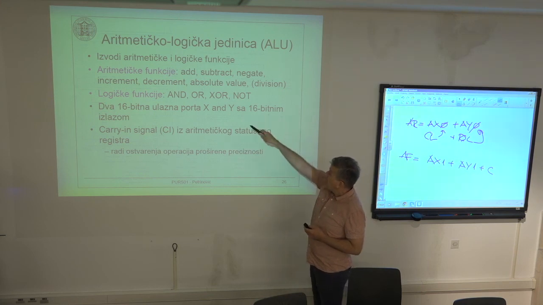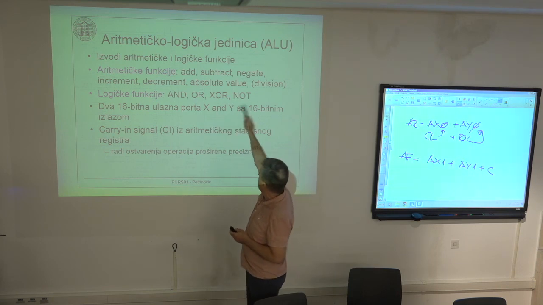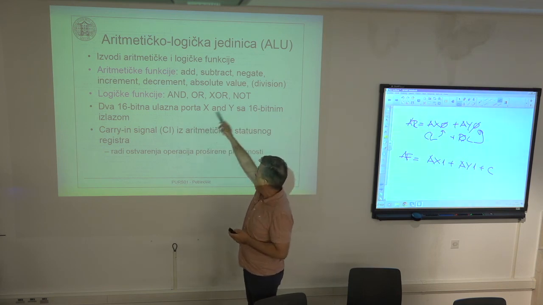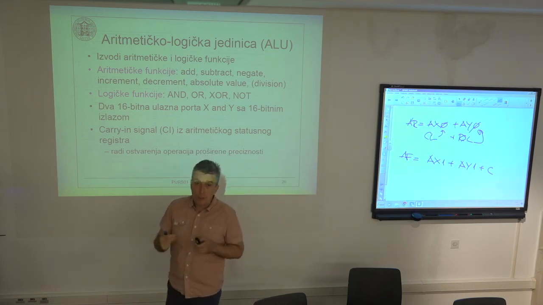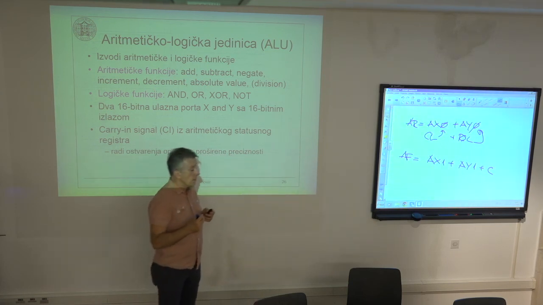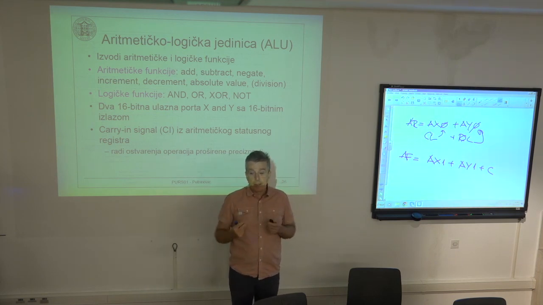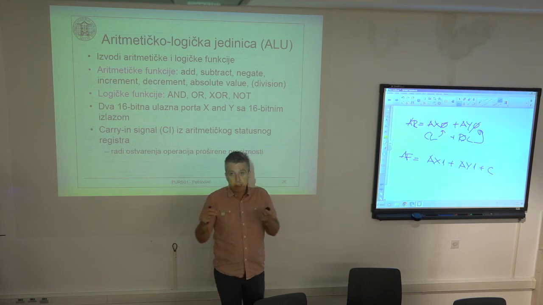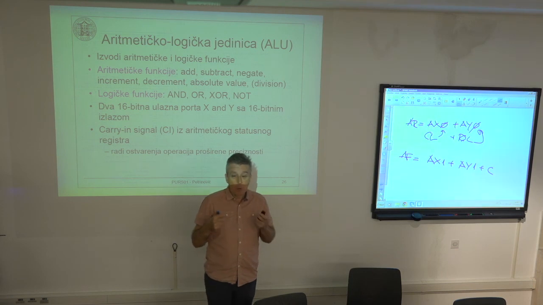It performs arithmetic and logic instructions. The arithmetic functions are add, subtract, negate, increment, decrement, absolute value, and division. It also has a division operation, but this division is implemented using a repeated execution of a division primitive. So you have one division primitive instruction that must be repeated how many times?